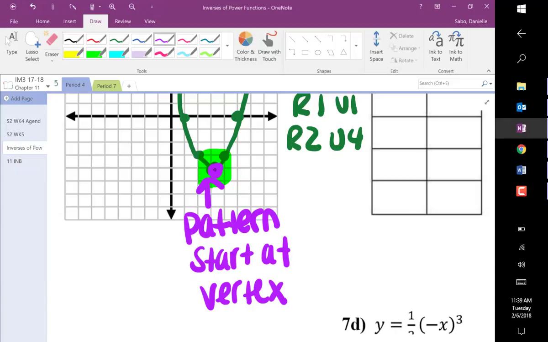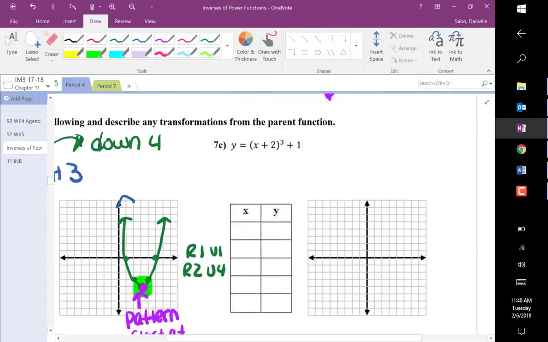I'm telling you, it's really not a hard pattern to memorize. Right 1, up 1, right 2, up 4. You memorize that, you don't have to do anything. You don't have to plug it in, nothing. It's pretty straightforward.